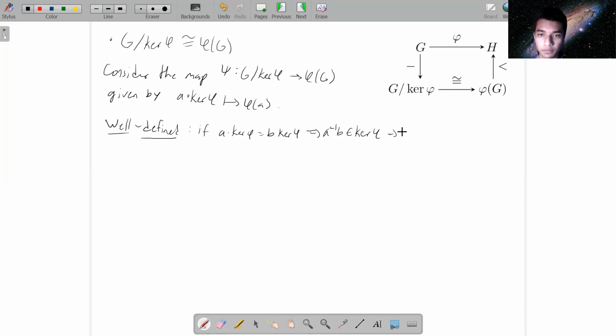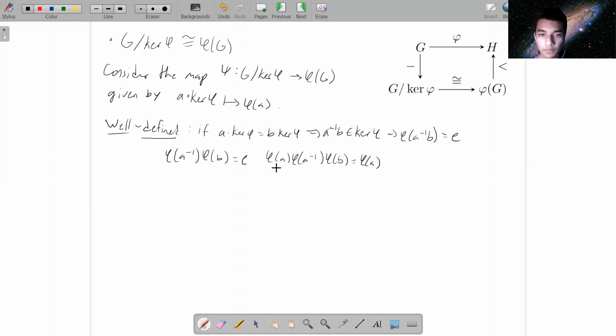Okay. Therefore, phi of A inverse B is the identity. Hence, phi of A inverse times phi of B is the identity. Multiplying by phi of A on the left, phi of A times phi of A inverse times phi of B equals phi of A.